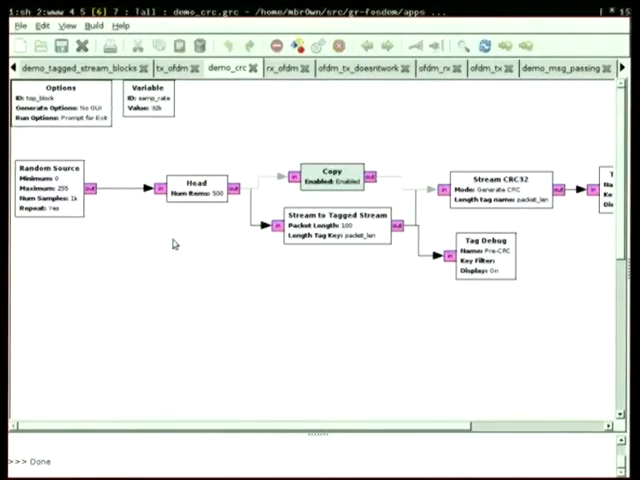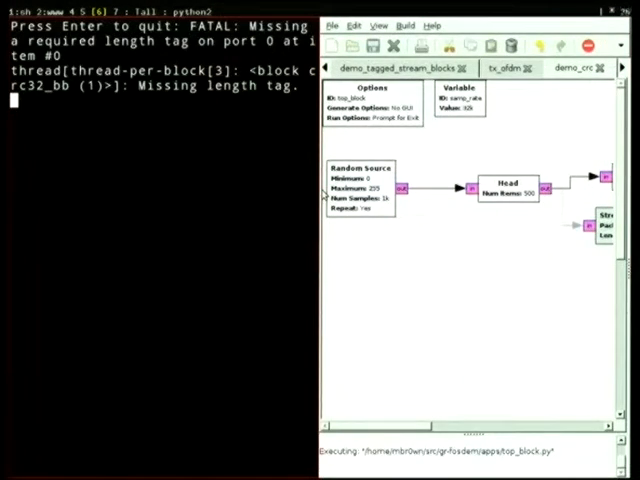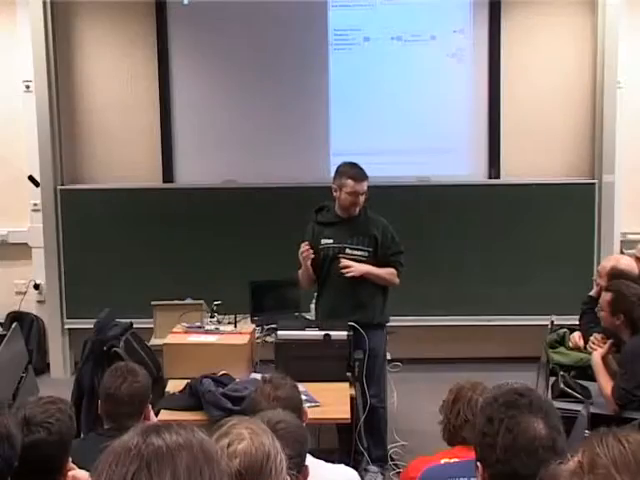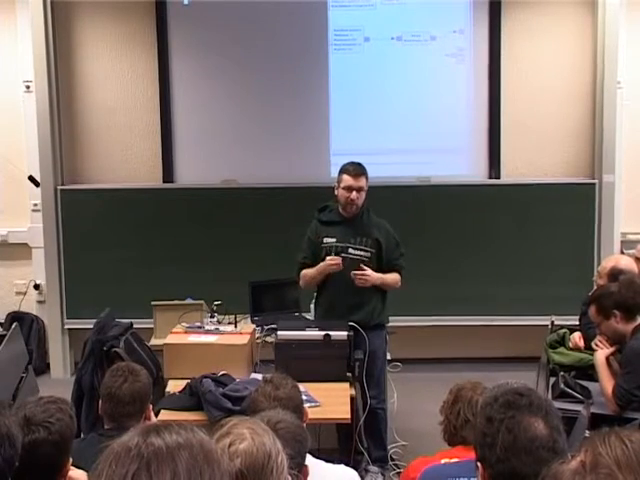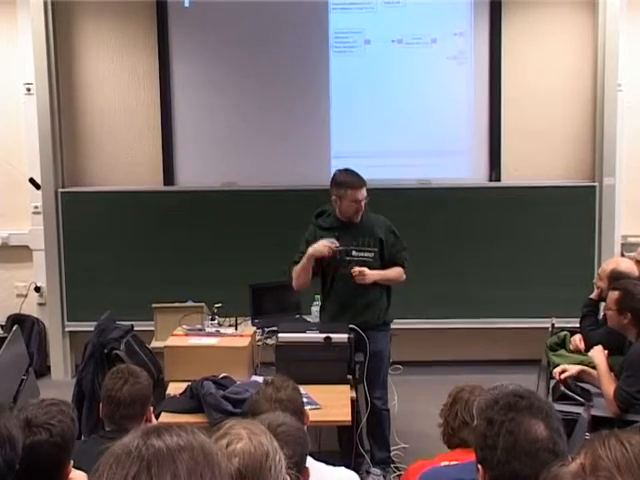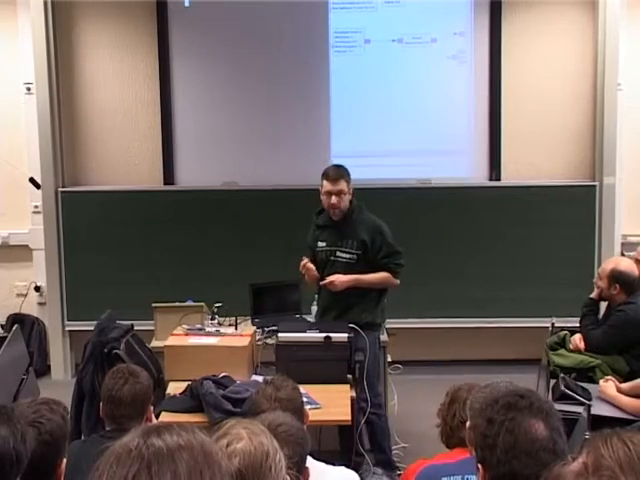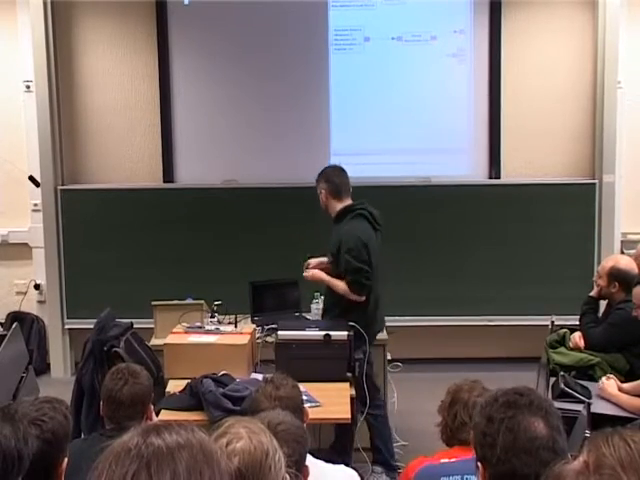Now, if I did something like this, I'd just be streaming data directly into this block, and I get an error message like this: missing length tag. We get that a lot on the mailing list, which is why I wanted to bring it up here now. So you can pipe tagged streams, aka packets, into blocks that don't understand this concept, but you can't do it the other way around, okay? And it'll just crash and give you this error.